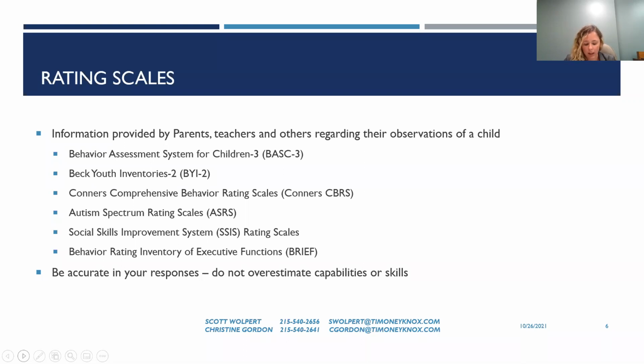Also, when filling out the rating scales, you want to be as accurate as possible. You do not want to overestimate the capabilities or skills of your child, and you don't want to underestimate them either. If your child can perform a certain skill on their own, rate them that way, say so. If they cannot, also rate them that way. If they cannot do it independently, then you do not want to overestimate their capabilities or skills. We want an accurate picture of how your child is currently functioning, and we want to give enough information to the school psychologist to use in the report.